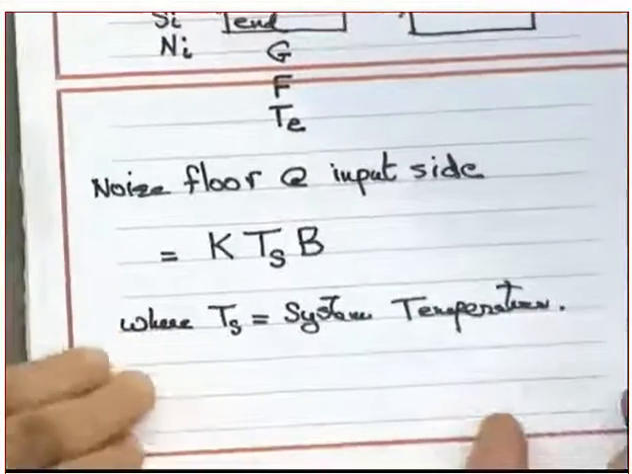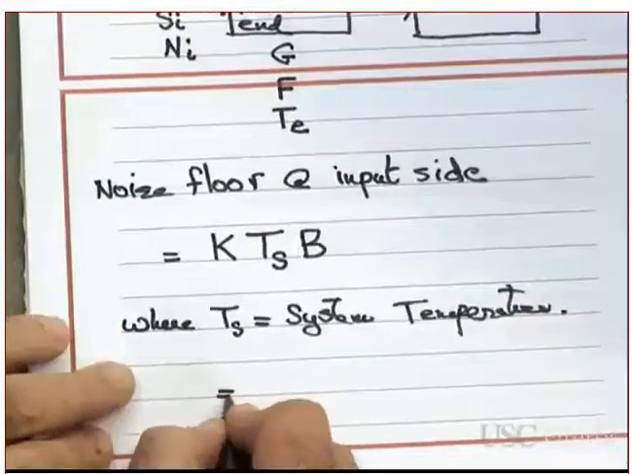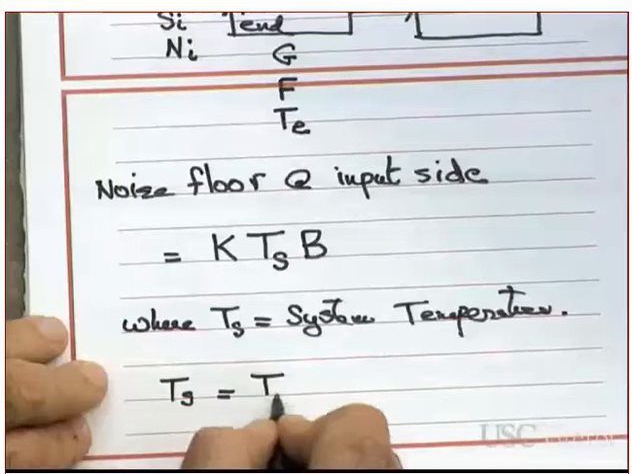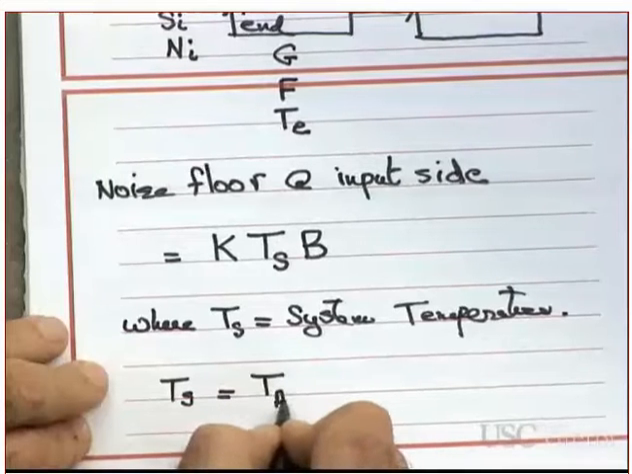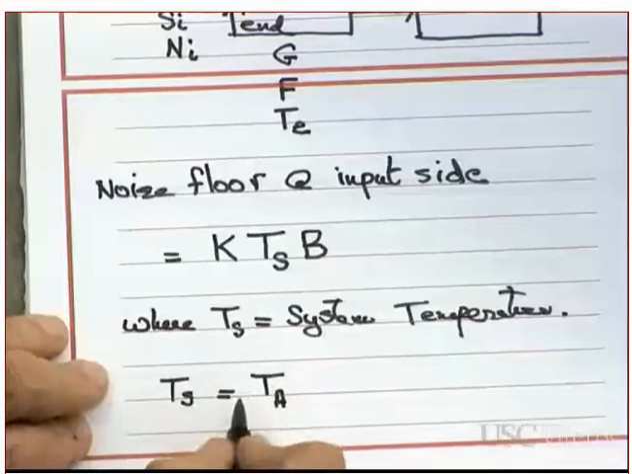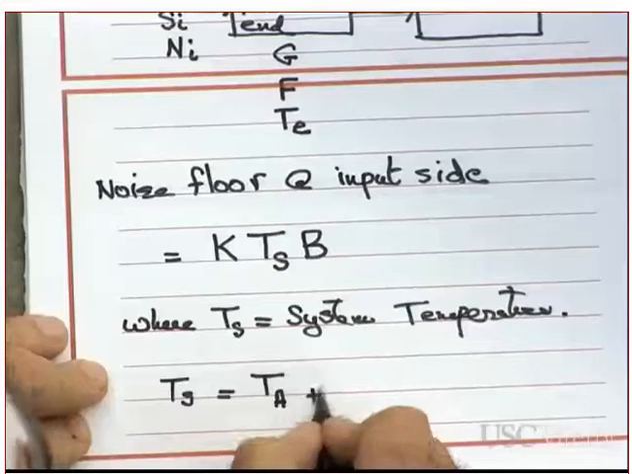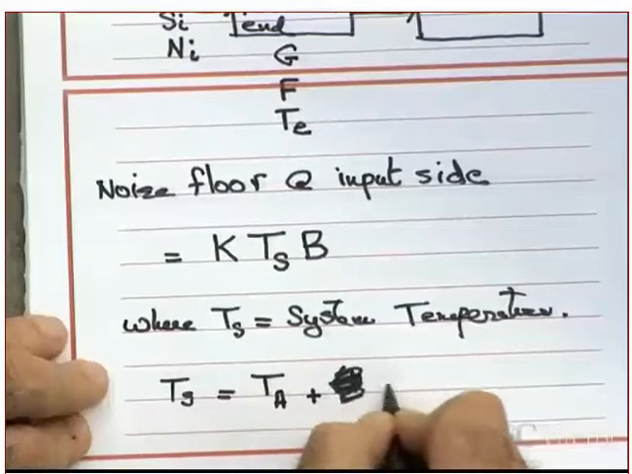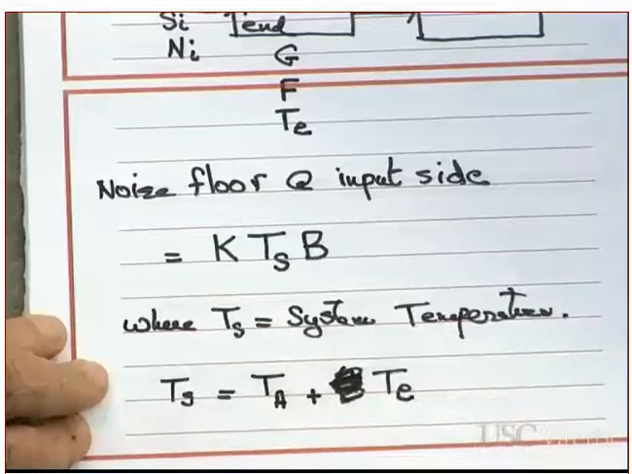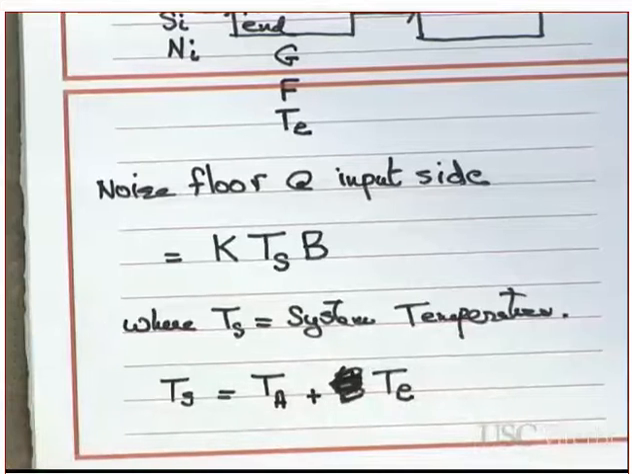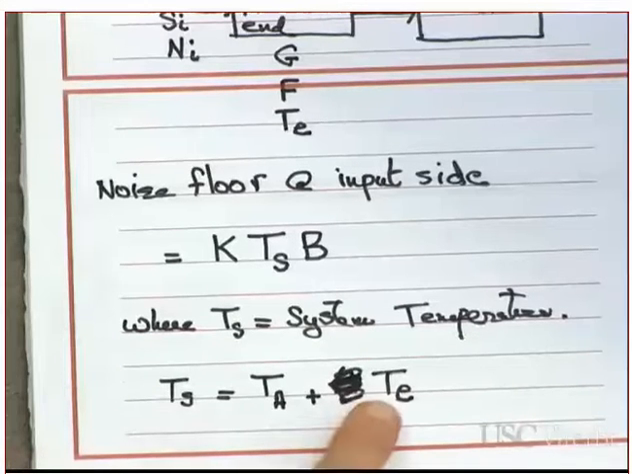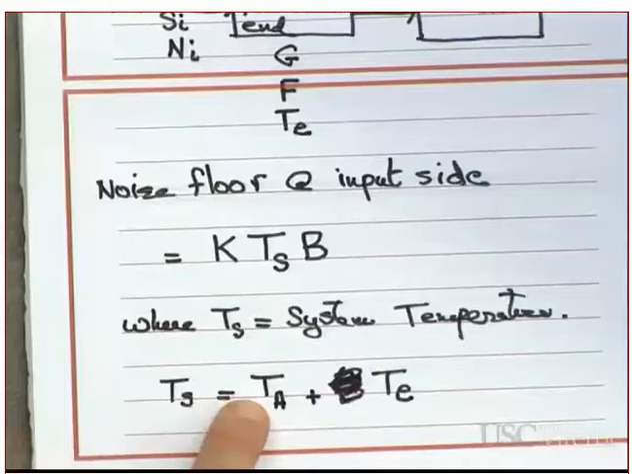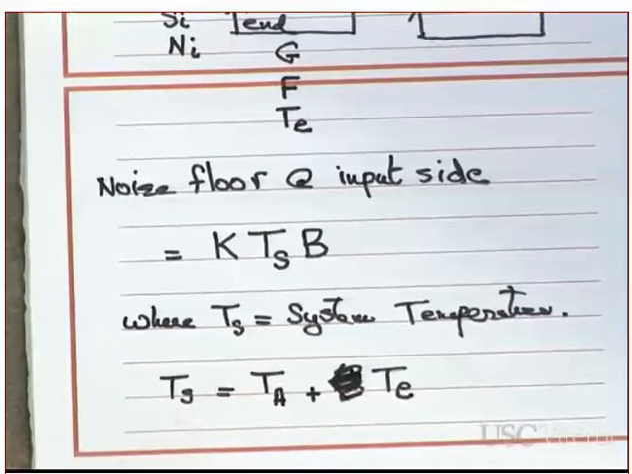Yes or no? Okay. And that's equal to what? TS is equal to TA, which is the antenna temperature, plus, let's write it in 2 steps, plus T equivalent, which is the noise equivalent temperature. Question, real temperature or not real temperature? Not real temperature. The antenna temperature is a real temperature. Are you following me or not?